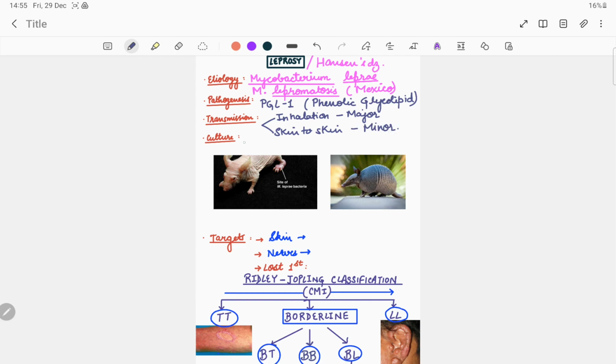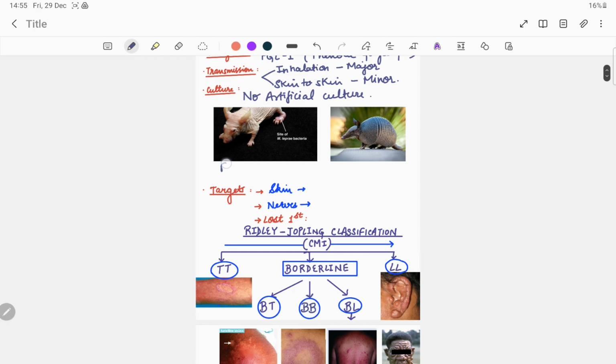Now for culture, we know that there is no artificial culture media that's available for leprosy, so that's why we use these two organisms to culture it. The first one is your foot pad of mouse. As you can see, the site of M. leprae where this is cultivated is your foot pad of mouse, and the other one is your 9-banded armadillo. This is your 9-banded armadillo.